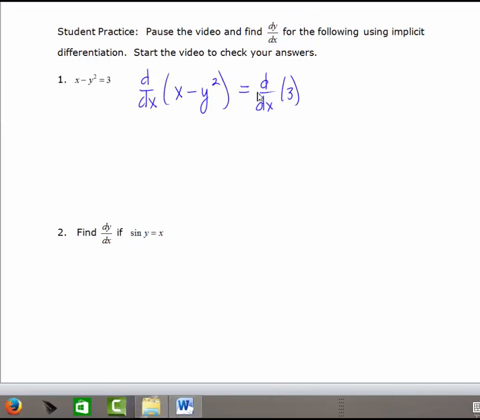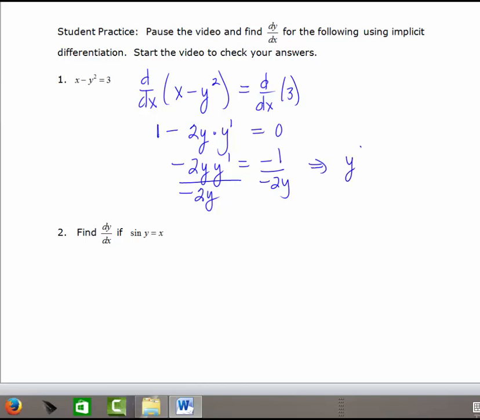Taking the derivative of each side with respect to x, the derivative of x is 1. The derivative of y squared is 2y times y prime, and the derivative of 3 is 0. Subtracting 1 from each side gives me 2y y prime equals negative 1. Dividing by 2y, or negative 2y, gives me y prime equals 1 over 2y. And there's your derivative.